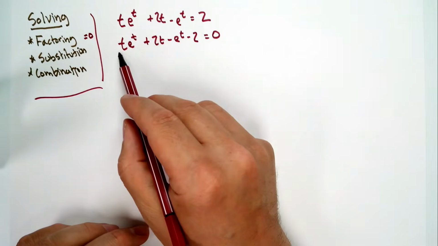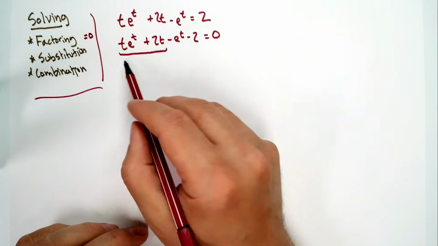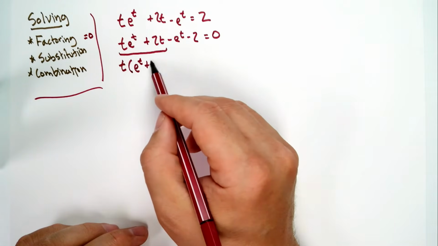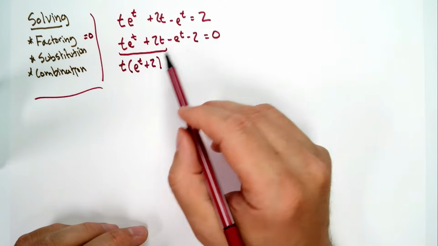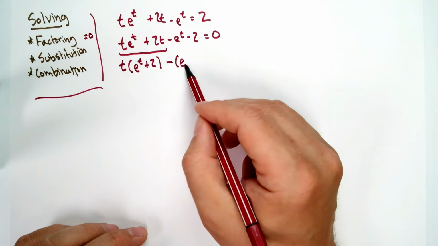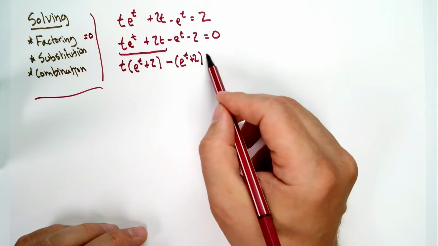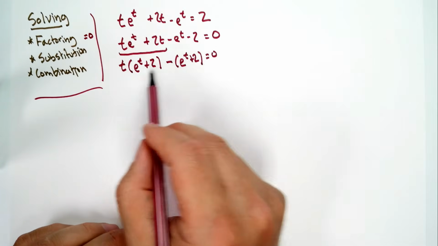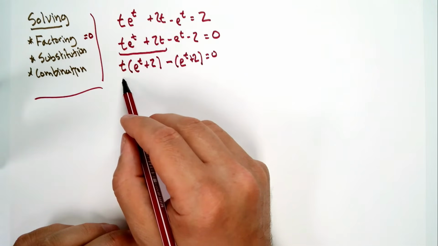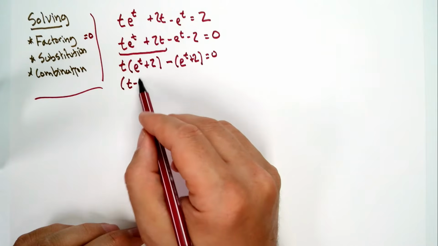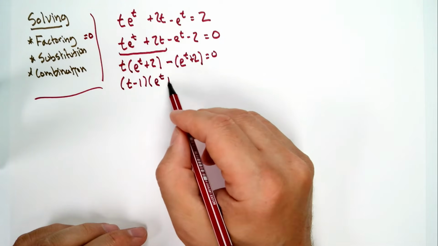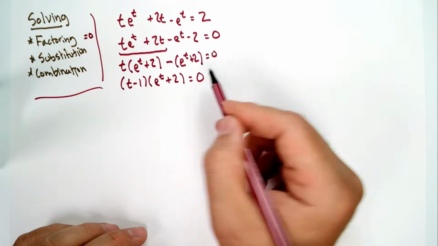So for instance, let's look at the first 2 terms. They both have a t in common. So I could pull that out. And that'll give us e to the t plus 2. And I say, oh wait, e to the t plus 2 looks a lot like this. In fact, if you just pull out a minus, that's also e to the t plus 2. And then we say, look, now these pieces both have e to the t plus 2. Let's pull that out. And we can pull it out on either side. I'll pull it out on the end. t minus 1 times e to the t plus 2 equals 0.